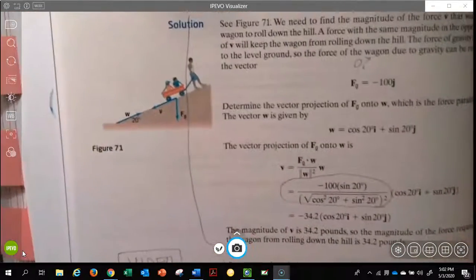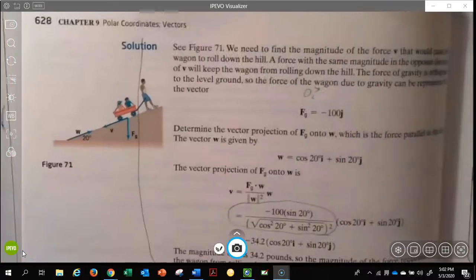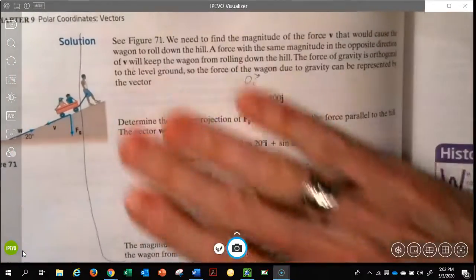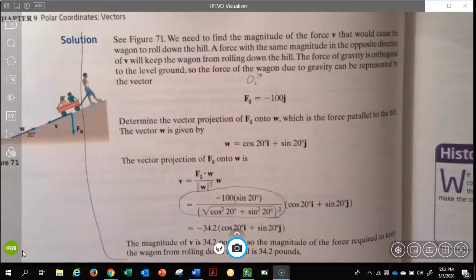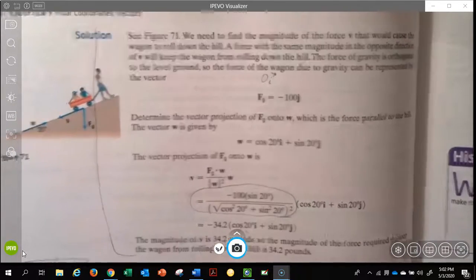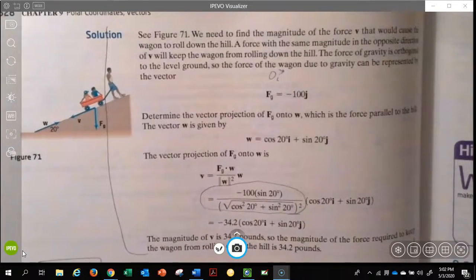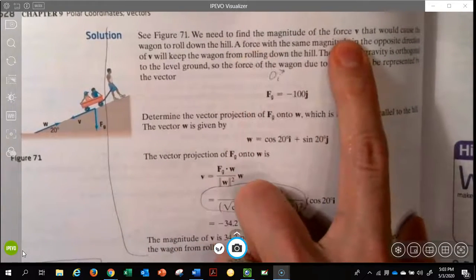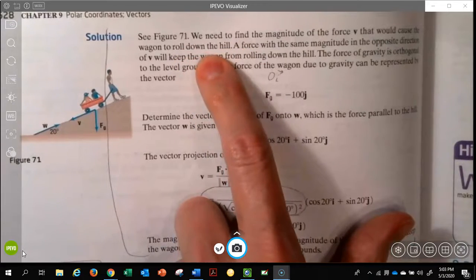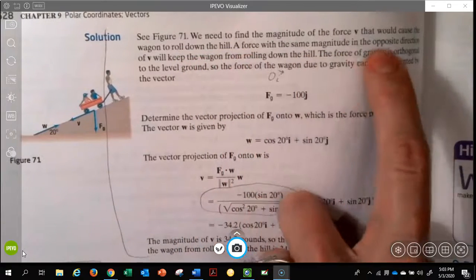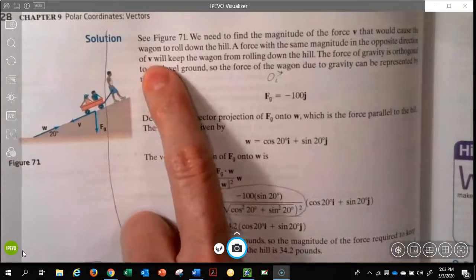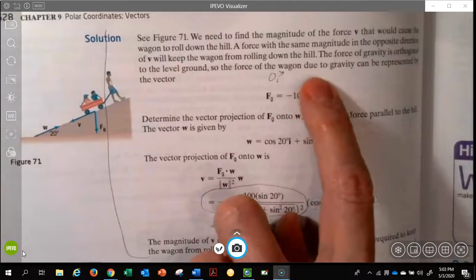I'm now at the top of page 628. And at the top of 628, there's a lot of stuff going on. I'd like us to walk through it piece by piece. So they do give us a drawing. And then they tell us in this drawing we need to find the magnitude of the force, vector V, that would cause the wagon to roll down the hill. A force with the same magnitude in the opposite direction of when we find vector V is going to keep the wagon from rolling down the hill.